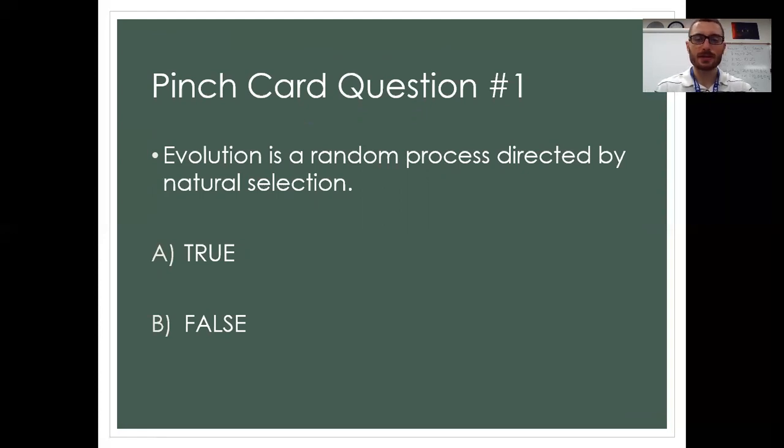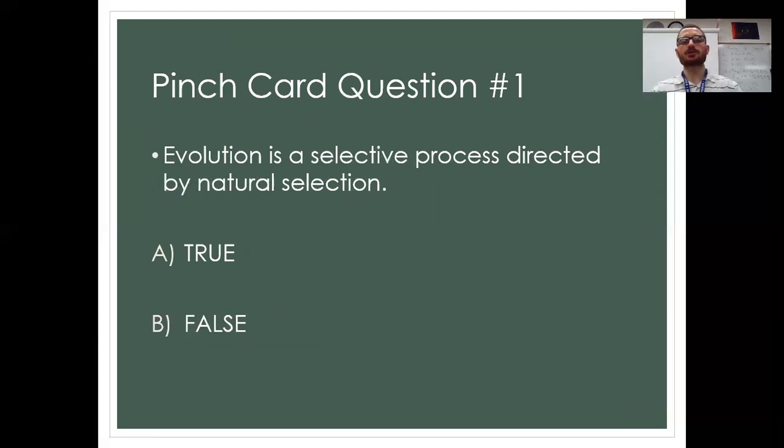The answer is going to be B, false. It's not random, because nature selects. Okay? Evolution, and that was for practice. Is it selective? It'd be true, right?